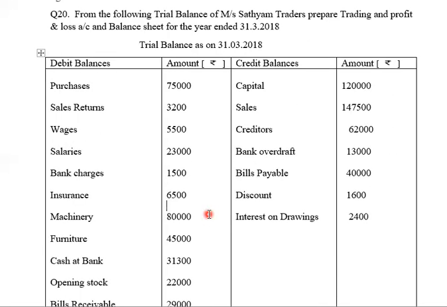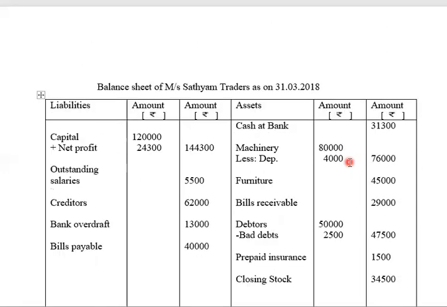Then after creditors, we have bank overdraft 13,000. Withdrawal of amount more than available balance will be termed as bank overdraft, and this facility will be available only for current account holders. As we have withdrawn excess amount from the bank, we will be liable to pay in future to the bank. So it is a bank overdraft. It is a liability. It will be shown on the liability side of the balance sheet as bank overdraft 13,000.